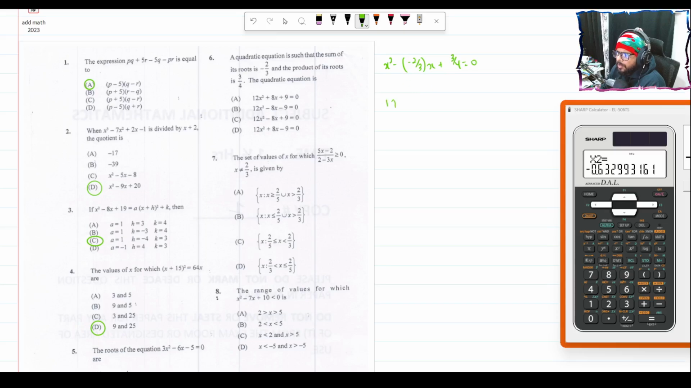Multiply everything by 12. I get 12x squared. This becomes a plus. 3 into 12 is 4, 4 2s are 8. Plus 4 into 12 is 3, 3 3s are 9. 12x squared plus 8x plus 9. Obviously, we have the equal to 0.